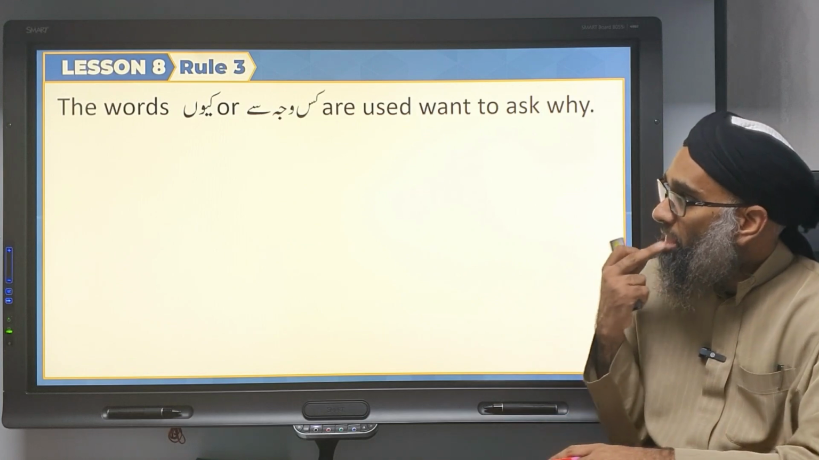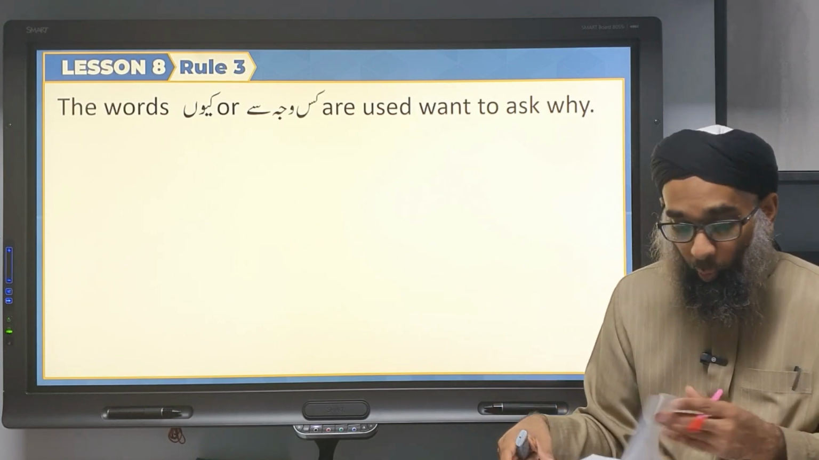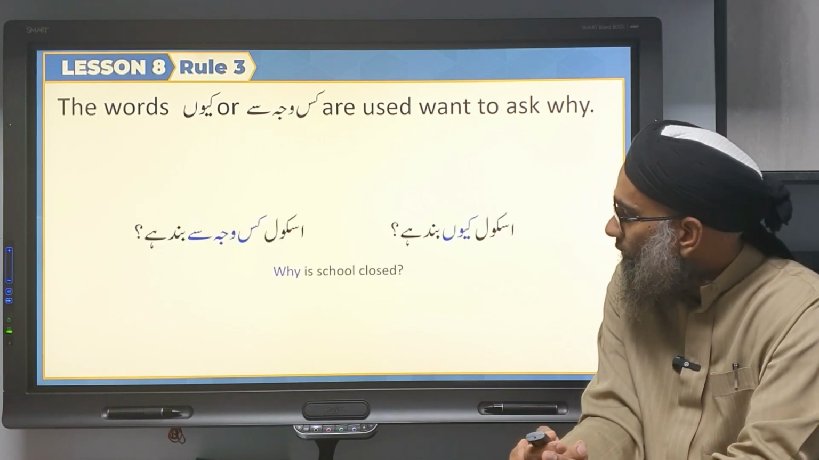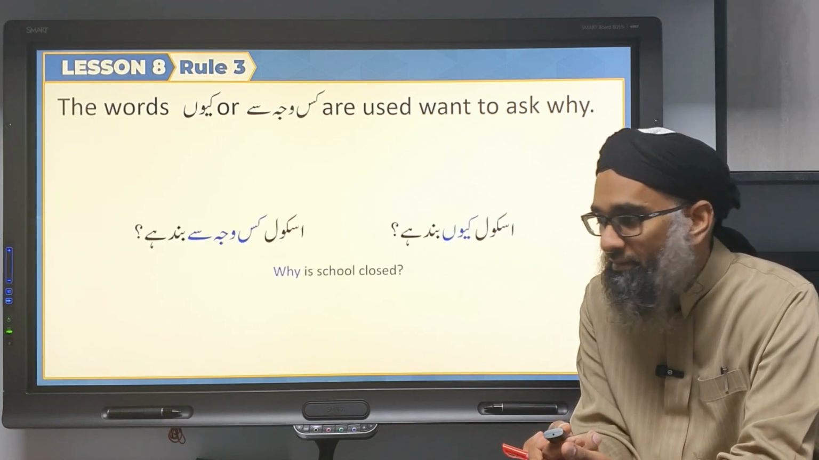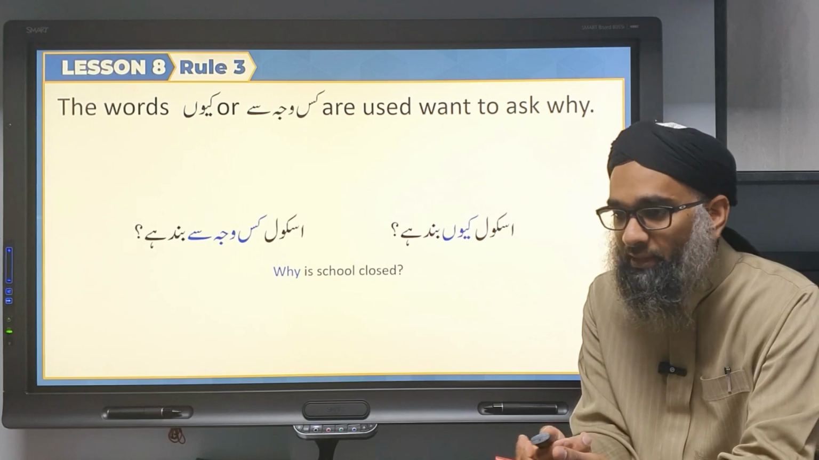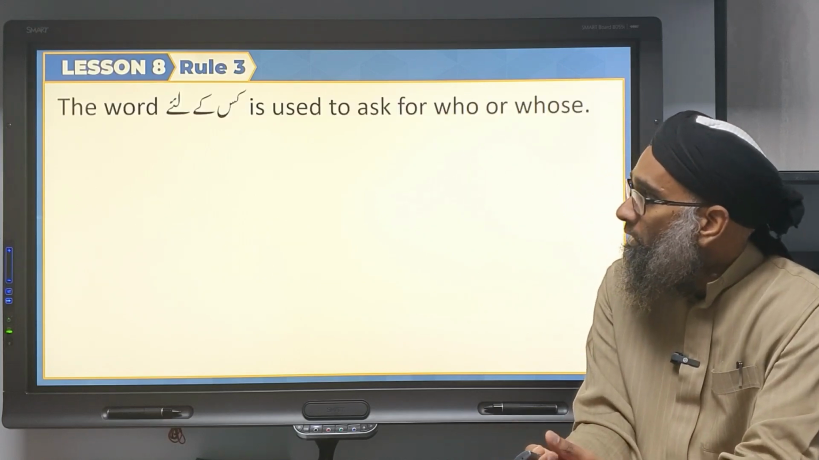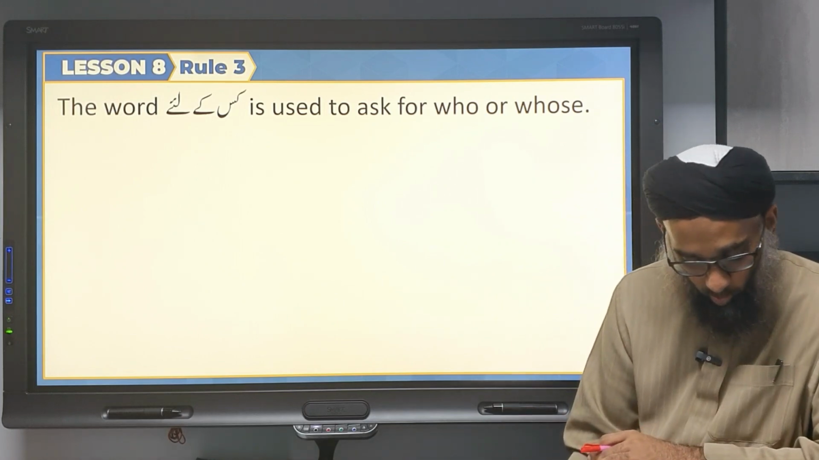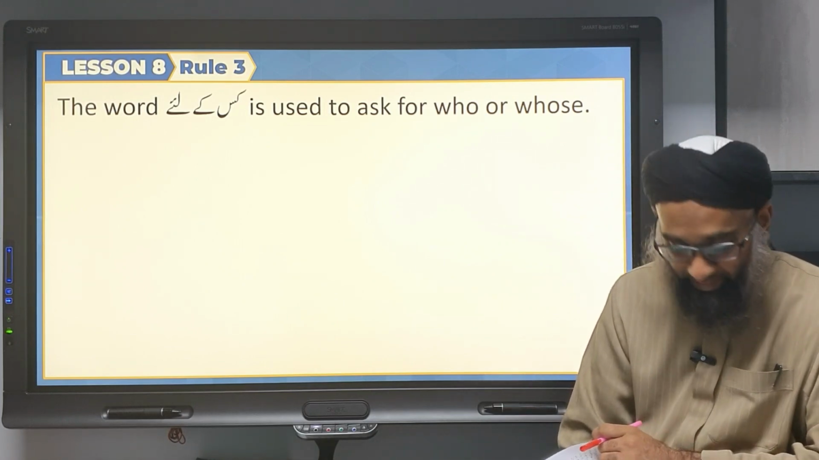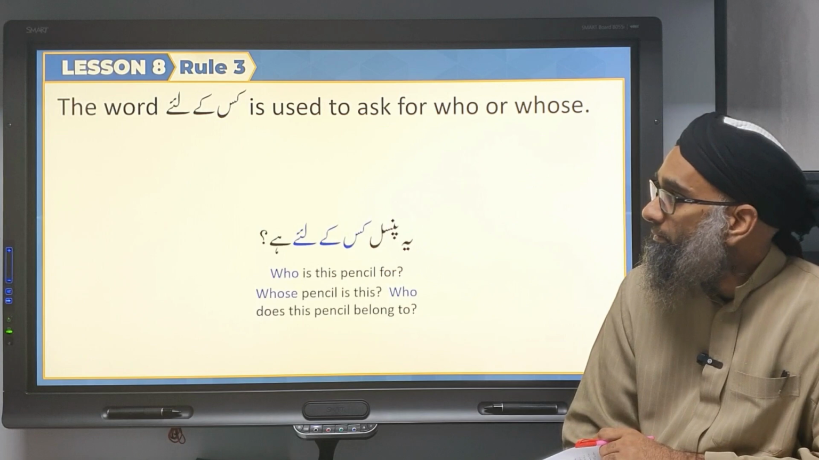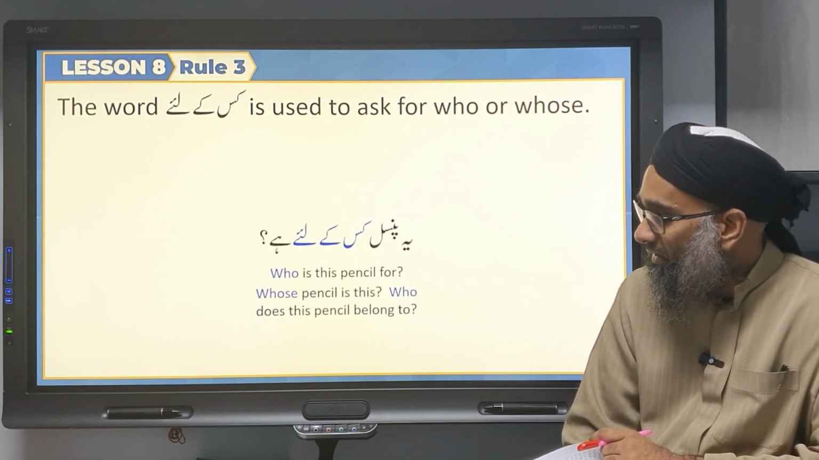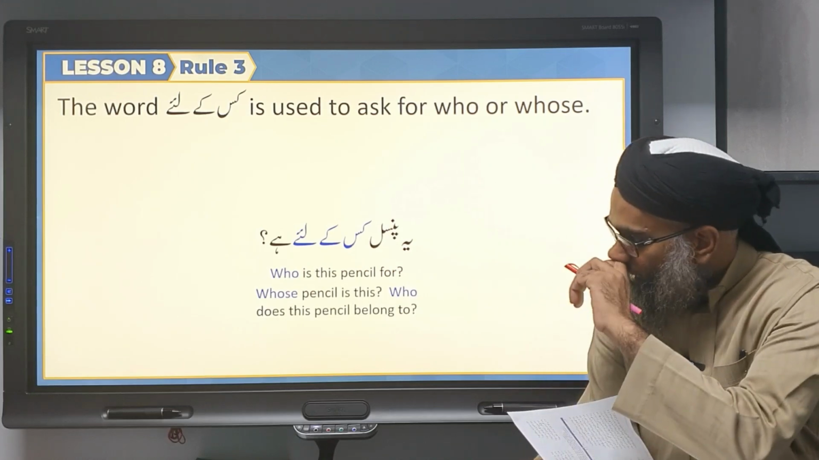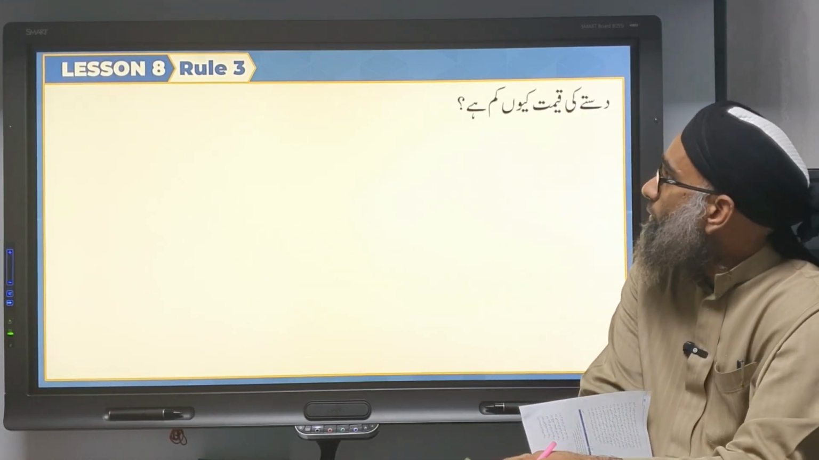Okay, rule number three: kyun. What does kyun mean? Why. Kyun means why, as does kis wajah se. For example, school kyun band hai? Or school kis wajah se band hai? Why is it closed? Ji. Kiske liye means for whom, and the plural is kin ke liye. Ye pencil kiske liye hai? Who is this pencil for? Ji.